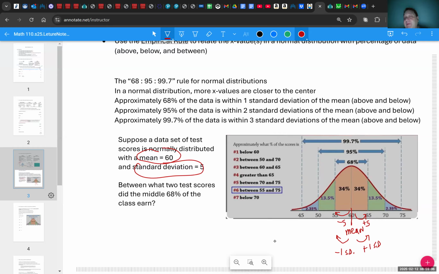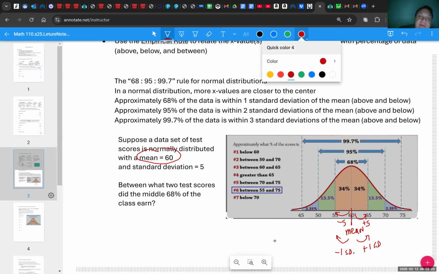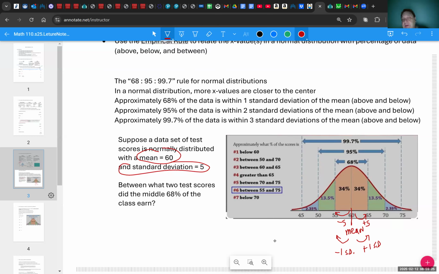We oftentimes will label the x-axis using the standard deviation. So it's not random that we have 45, 50, 55, 60, 65, 70, 75 on there. That's because the standard deviation is 5. If the standard deviation were 10, we would typically do 60, 70, 80, 90, and 50, 40, 30 going the other way. We would count by the standard deviation because it really helps us to see the shape and know how to use the normal distribution graph.